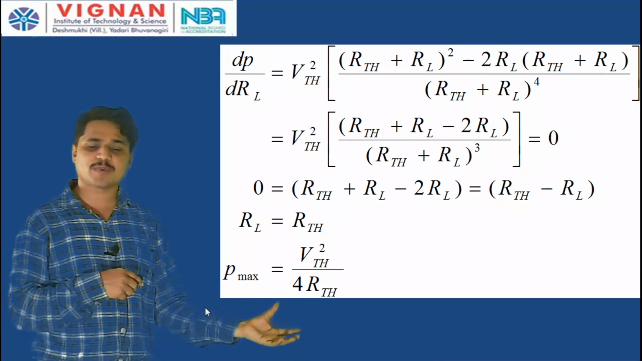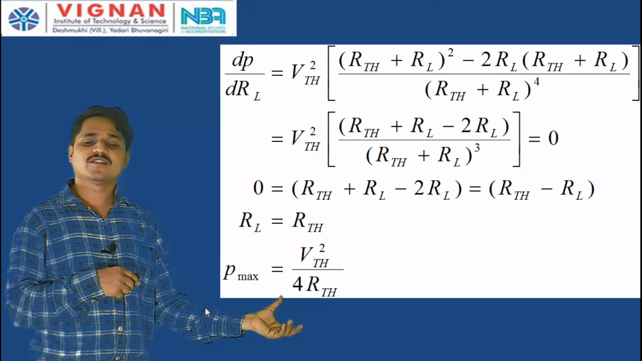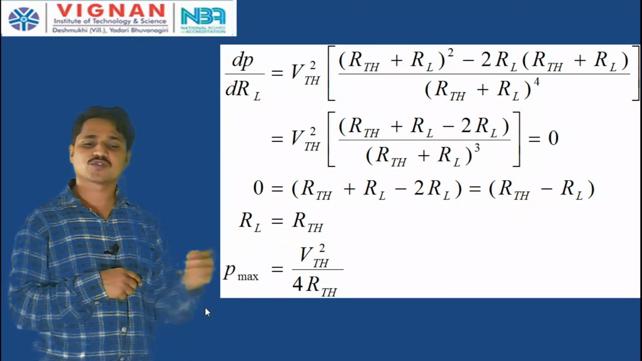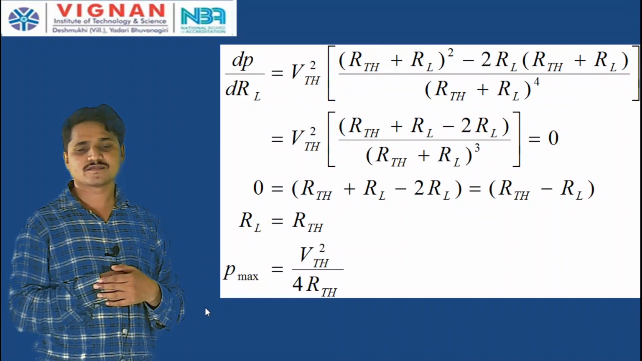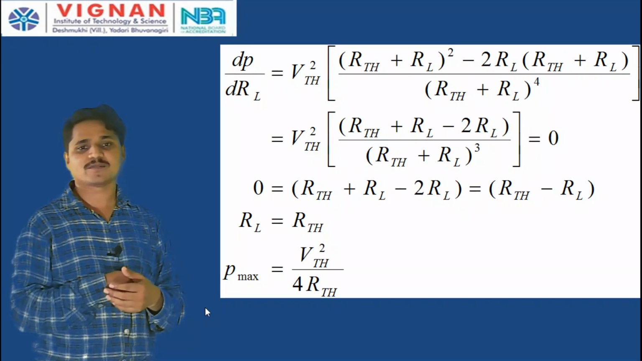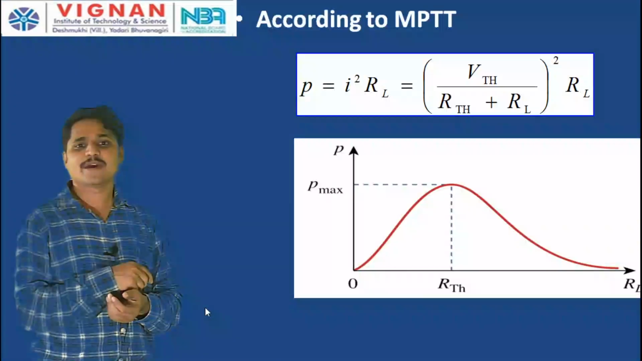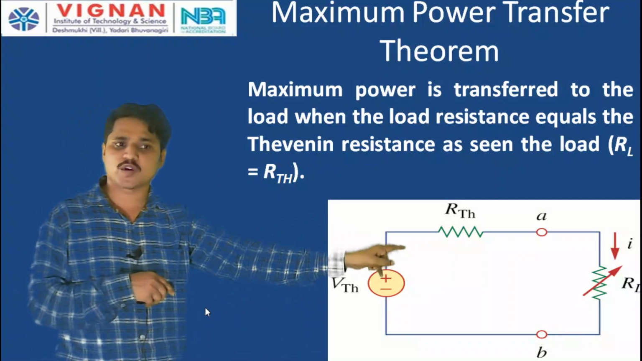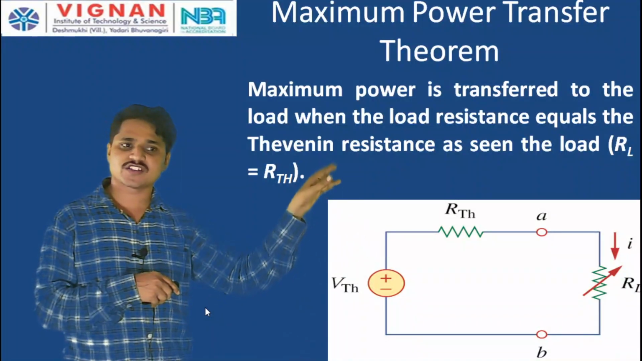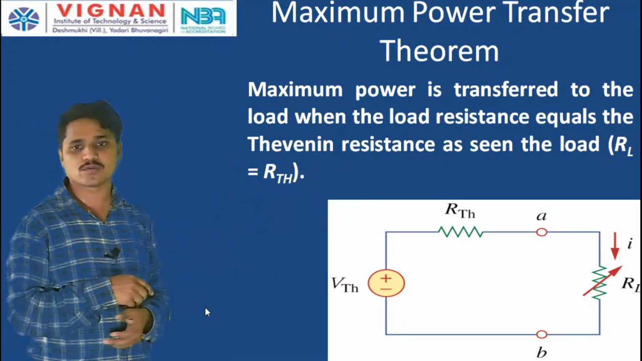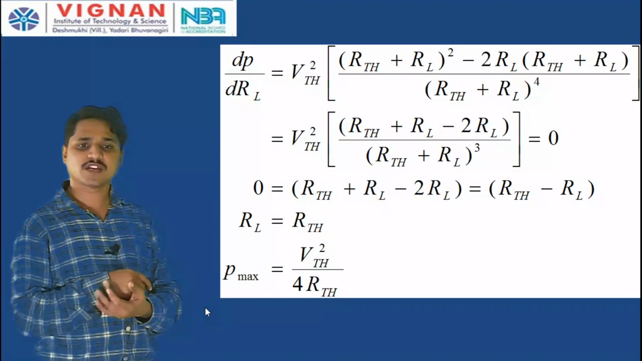This much amount of power, the maximum power, is transferred from source to load when the load resistance RL is equal to the source resistance, that is Thevenin's resistance. This is the statement of the maximum power transfer theorem. That means whenever the load resistance value is equal to the Thevenin's resistance RTH, the maximum power is transferred from source to the load. That is the condition here.